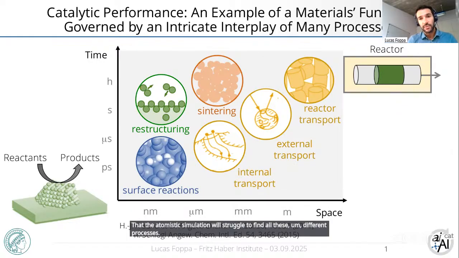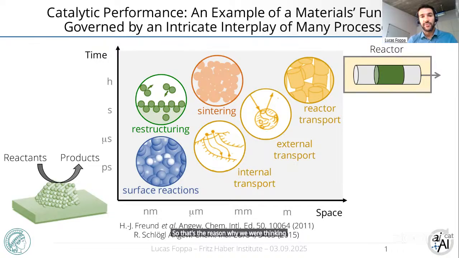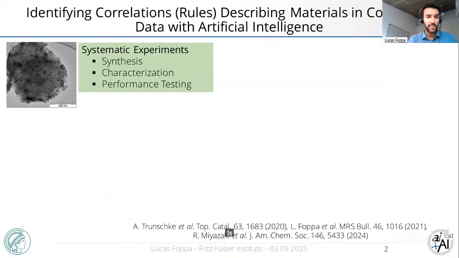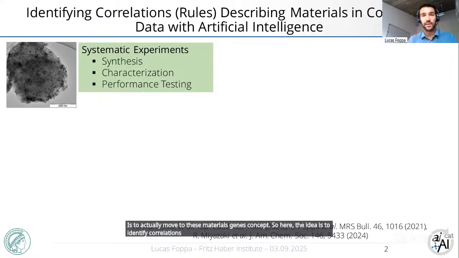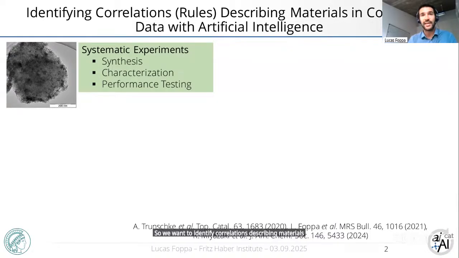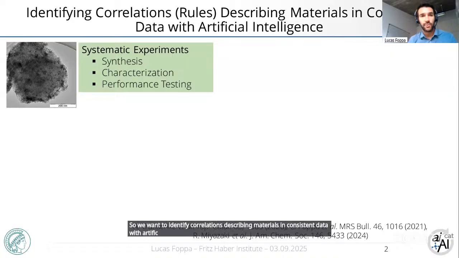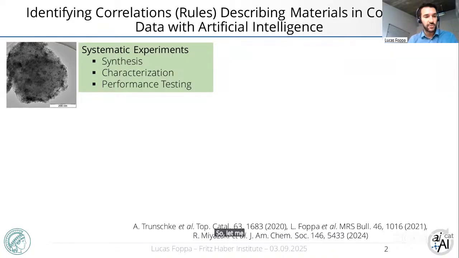So that's the reason why we were thinking about a different approach to address this problem. And what we have been doing in my group in the last few years is to move to this materials genes concept. Here, the idea is to identify correlations or rules by using artificial intelligence. So we want to identify correlations describing materials in consistent data with artificial intelligence. So let me guide you through the steps of this approach.